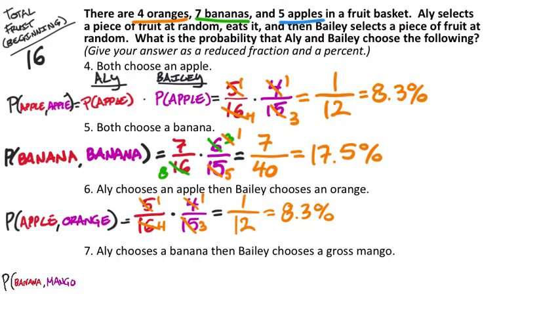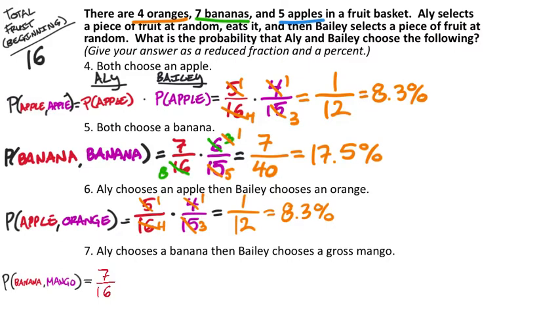Now some of you know the answer to this, but I'm still going to show the compound probabilities, okay? So first up, Allie's going to choose a banana. For Allie, there's 16 pieces of fruit, and 7 of them are bananas. So that's a good start.